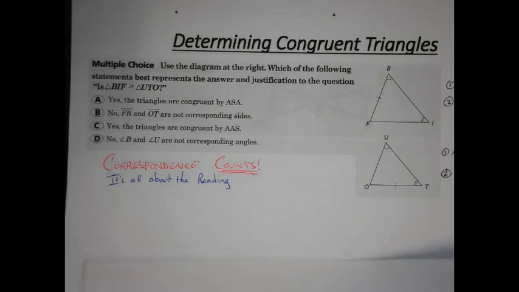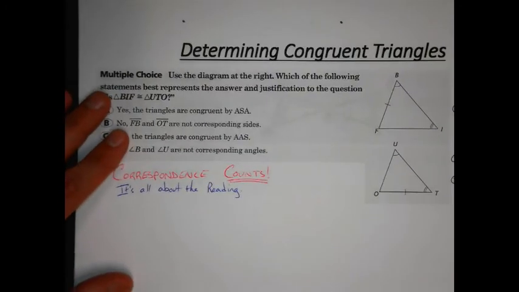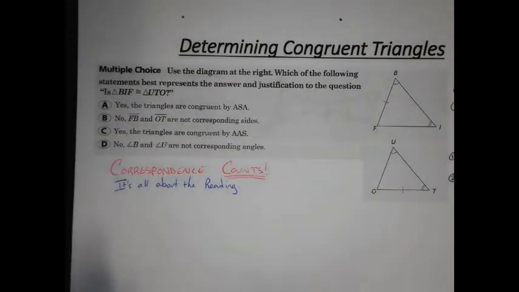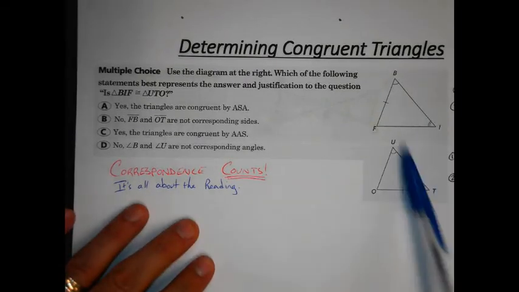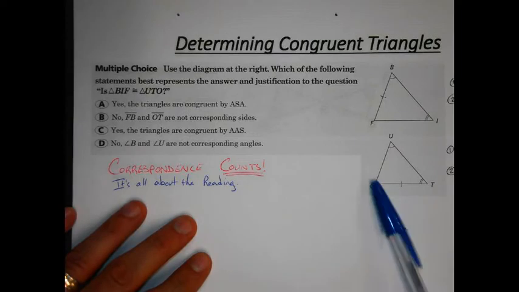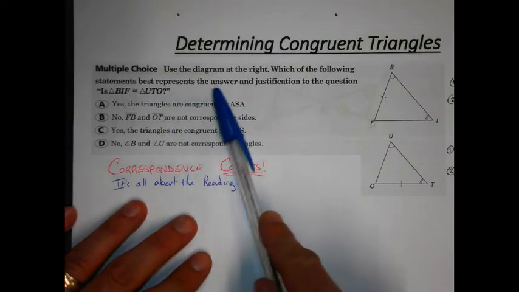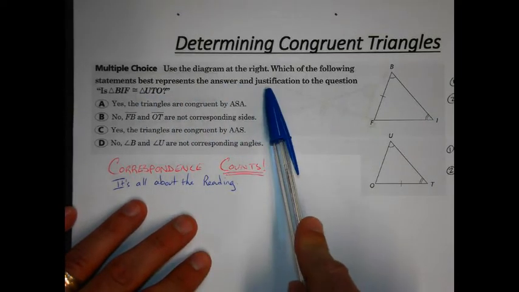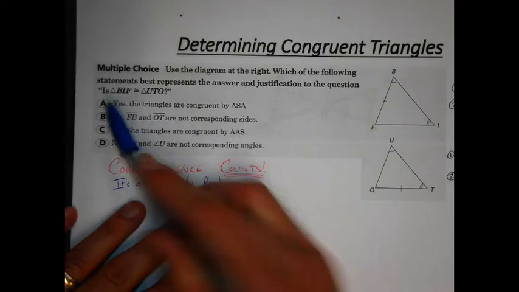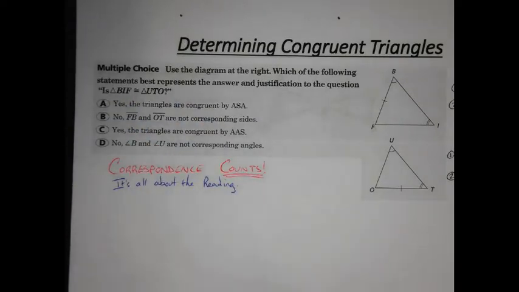So now let's go on to can we determine congruent triangles? So let's take a look at this question. It's a multiple choice question. So we have this diagram on the right-hand side here, right? And the question is, which statement best represents the answer and justification to a simple question? Is triangle BIF, time out, let's look at triangle BIF. Reading matters.